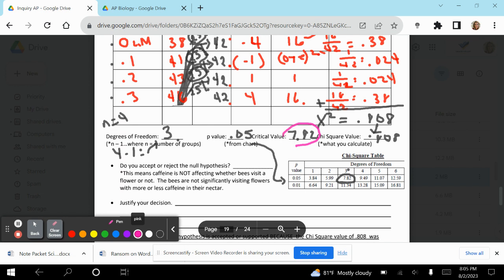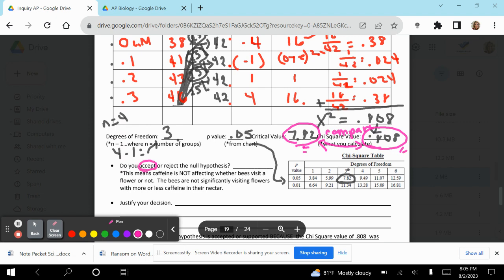All right, now we have to remember what we're going to do with those two values. So we have 7.82 and then we have 0.808. We have to compare them. And in this case, just like with the first one, we can see that our chi-square value is much smaller than our critical value. And we have to remember that if that's the case, then we're going to accept our null hypothesis.